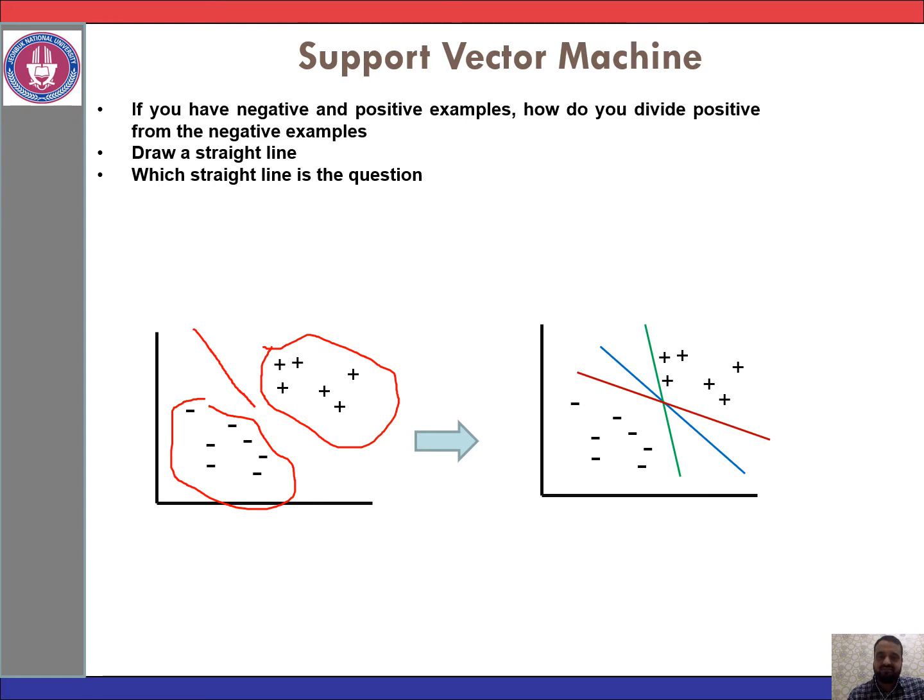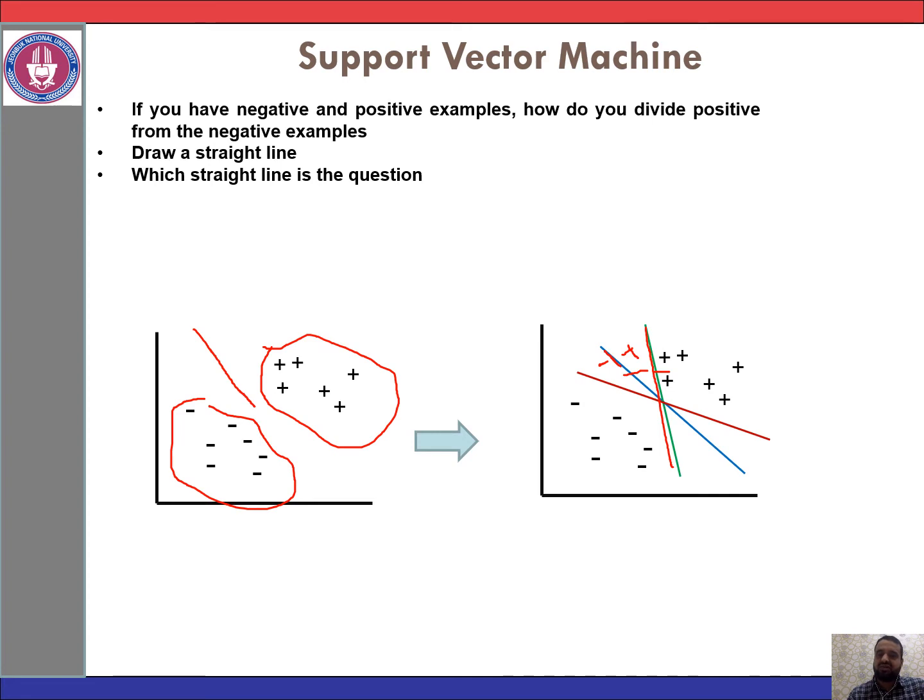There are many ways to draw a line. This is also one way. On this side of the line, these are the positive examples, and on this side of the line, these are the negative examples. The second way may be this line. This side is the positive side and this side is the negative side.